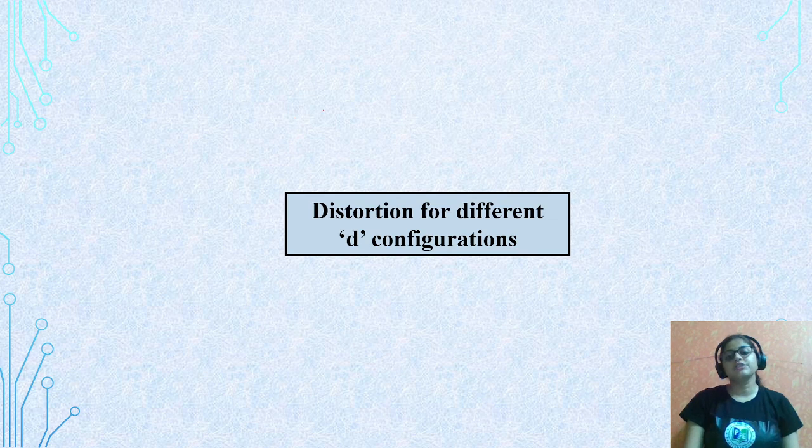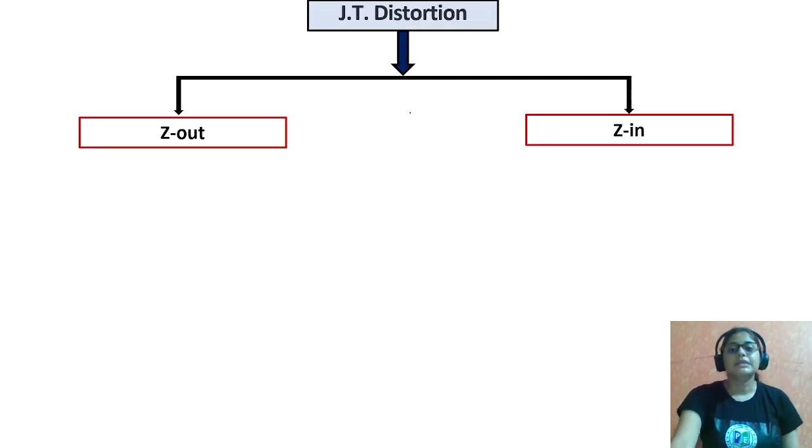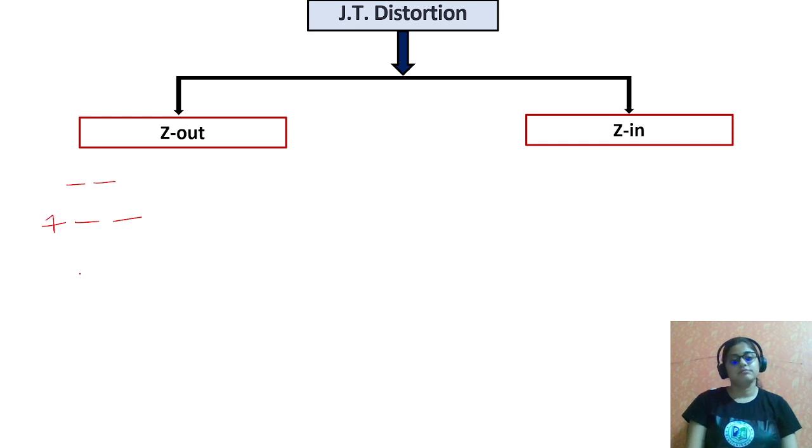Now we will see distortion for different d configurations. So for different cases, let's say t2g and eg. Let's say d1. It will show distortion, right? Let's say d2. It will also show distortion because of unsymmetrical filling. d3 will not show, right? So d1 can show, d2 as well; in general I am saying distortion.